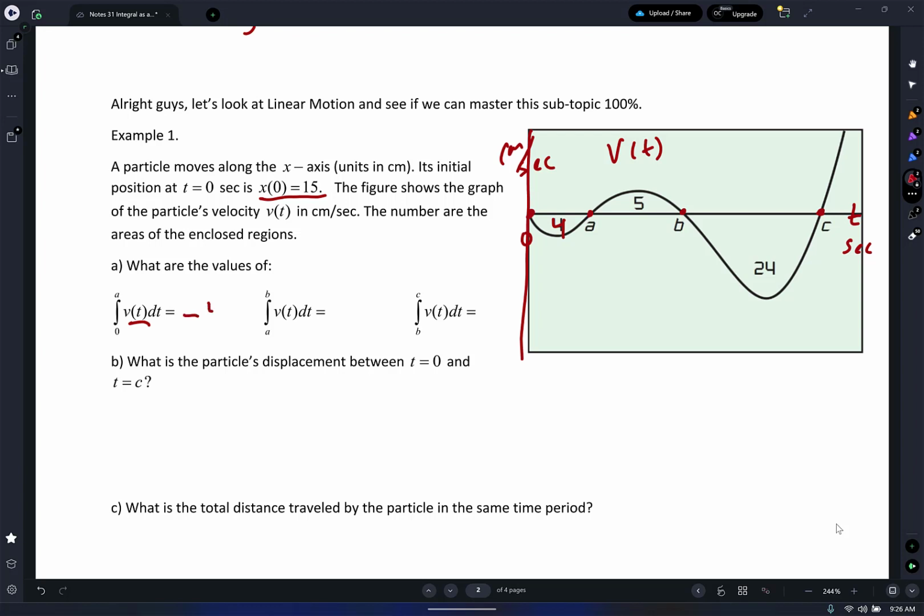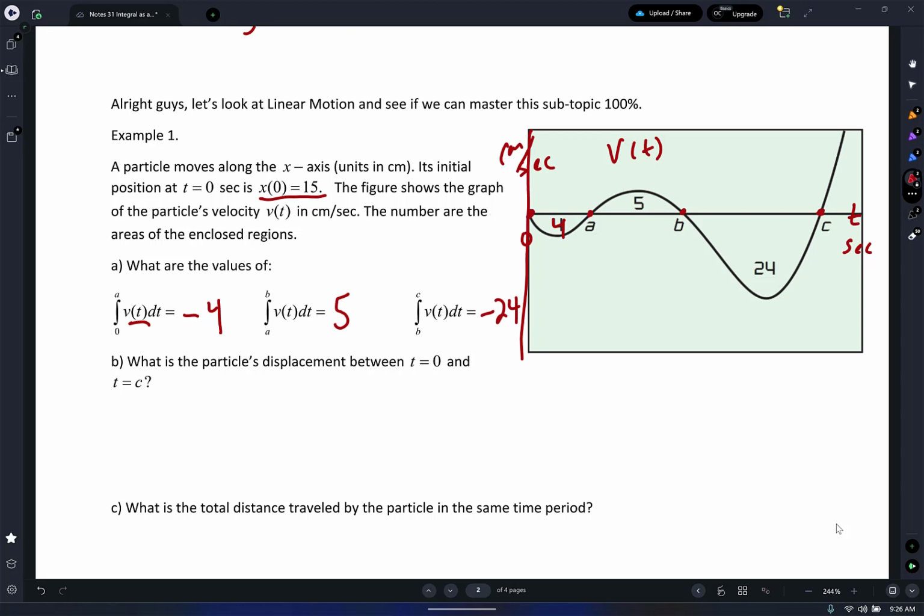So I'm going to write what? -4. The area from A to B, that is what? 5. And the area from B to C is? Good. Are we still okay so far? Nothing crazy, right? All right. What is the particle's displacement between 0 and t equals C? So notice they say displacement. So we're going to go slow.